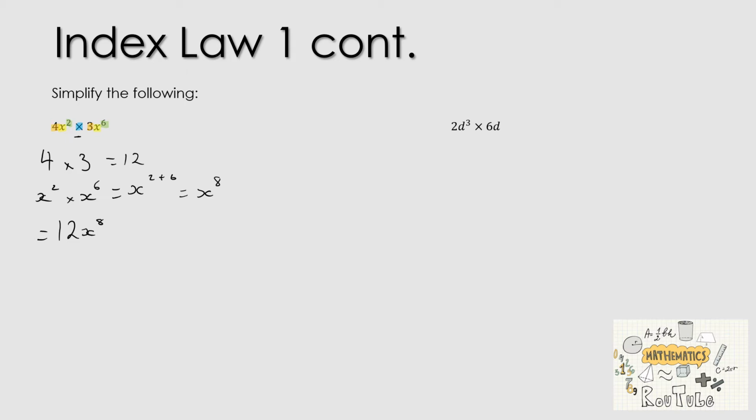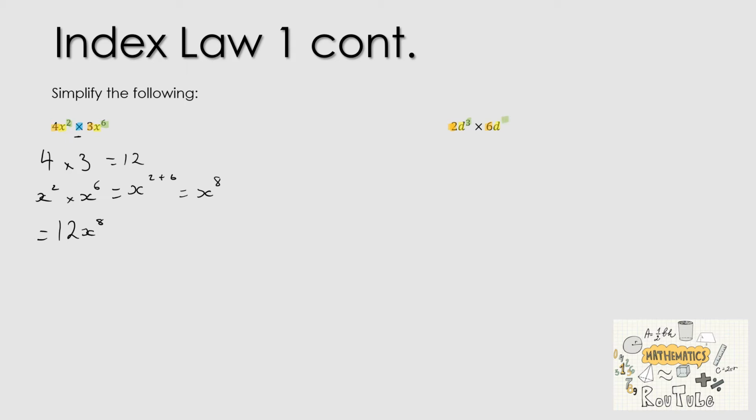Now moving on to the second question. Once again, I'm going to highlight just like I did in the previous question, so that we've got the 2 and the 6. They are coefficients. Then you've got the bases, the d and the d. And now something a little bit different. You've got a 3 there, but then you don't have a power or an index there.